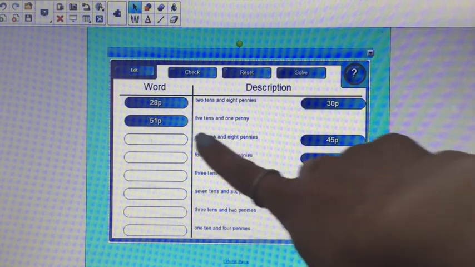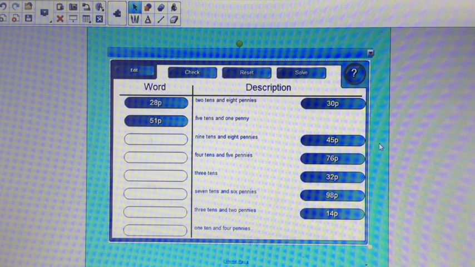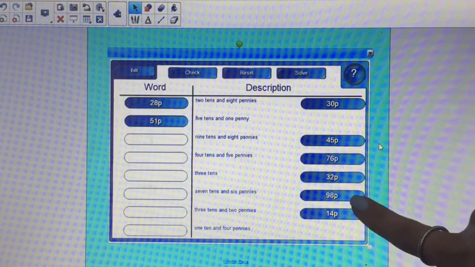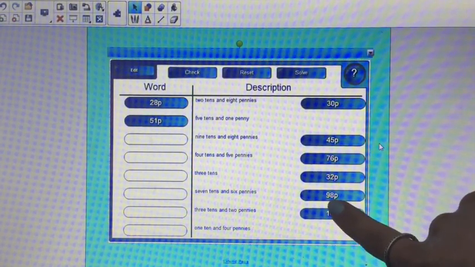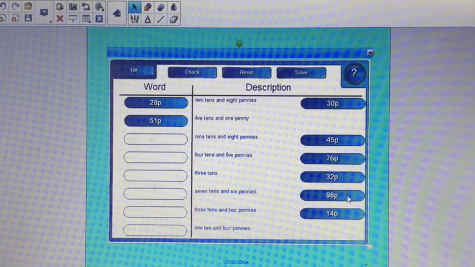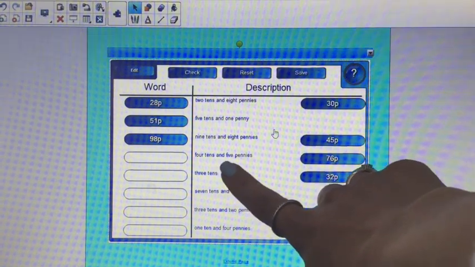Next one, 9 tens and 8 pennies. Have a look at your options. Where is 9 tens and 8 pennies? Ready? 9 tens and 8 pennies is down here, 98p. 9 tens for 90 and 8 pennies is 8p, 98p. So let's drag that one along and match it up. 98p is equal to 9 tens and 8 pennies. Well done.